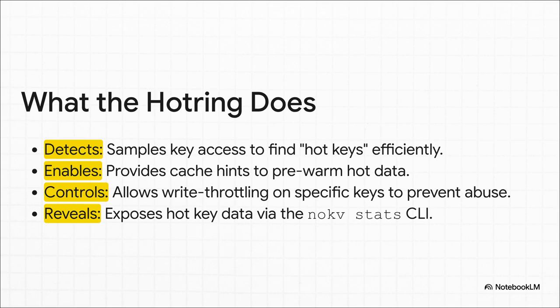It can tell caching layers what data to pre-warm, it gives you the power to throttle writes to a specific key that's causing trouble, and best of all, it makes all this data visible so you can actually debug performance issues.